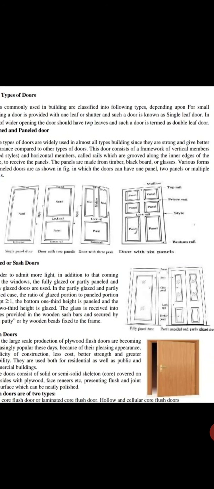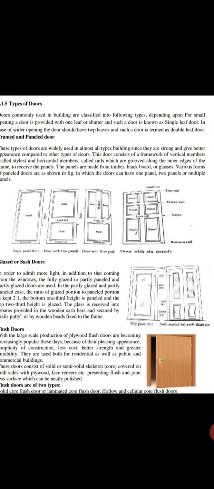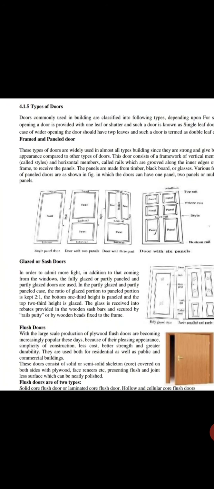Next one is the glazed and sash doors. In the earlier single panel door, we can use either wooden panels or glass panels. Here, particularly, glass is provided in the panels. You can see the single panel or the four panel doors, that is, glazed or sash doors, with panels made up of glass itself in order to admit more light.